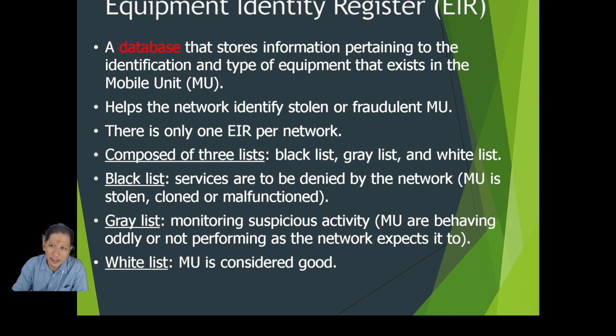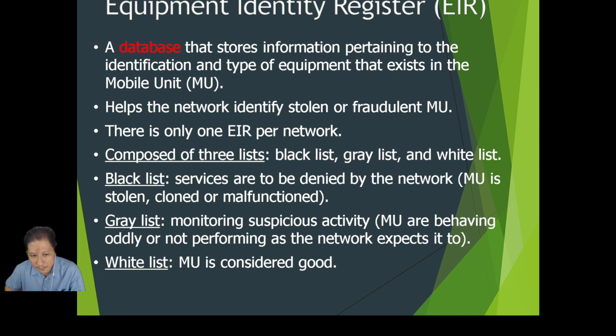Then we have the EIR, Equipment Identity Register, which is based on the mobile unit. It is composed of three main components: blacklist, grey list and white list. As I mentioned before, every network provider has an EIR. It will detect whether the person is blacklisted, grey listed or white listed. Blacklisted means your payment record is not too good, for example you missed paying one month. It will deny you access to other networks.